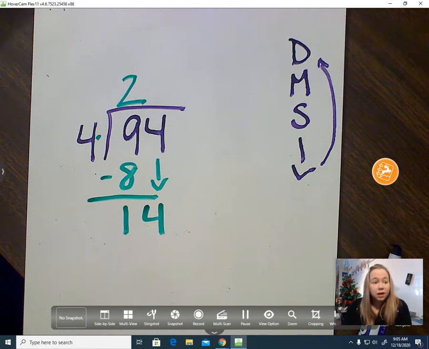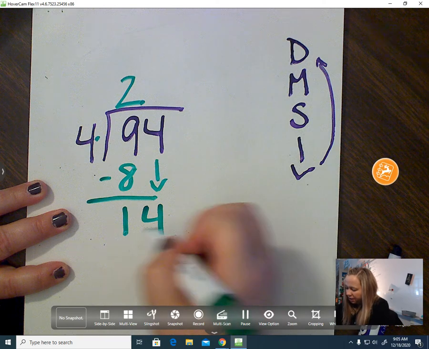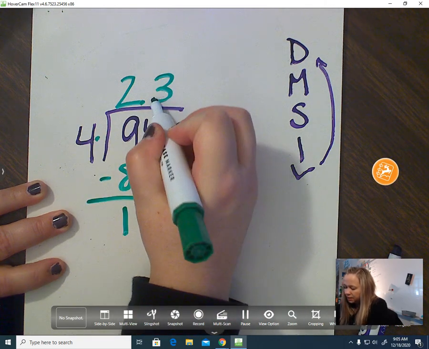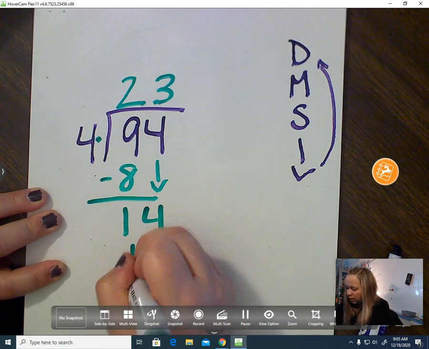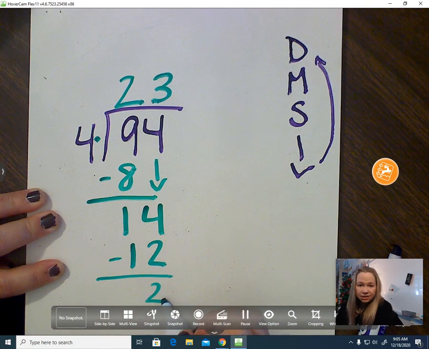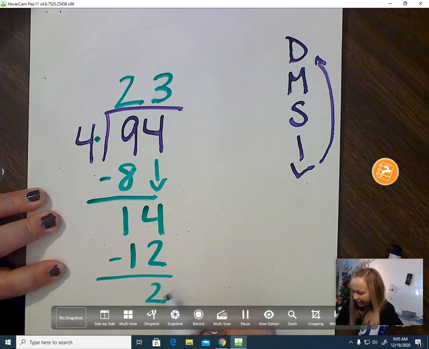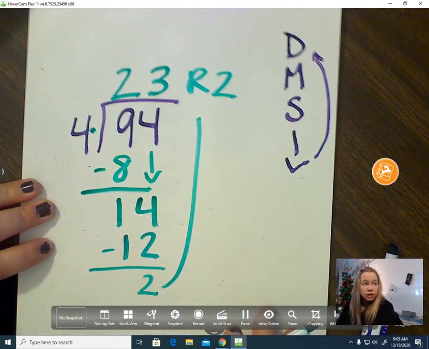So 14 divided by 4. 4 times 1 is 4. 4 times 2 is 8. 4 times 3 is 12. 4 times 4 is 16. Price is Right rules. We went over. So we have to go with 4 times 3, which is the closest to 14 without going over. So I'm dividing, swinging it back up to the top. I'm going to write my 3 here. Now I'm going to multiply, swinging it back down. 3 times 4 is 12. My next step is to subtract. I get 2. There's nothing else to bring down, so I bring the 2 up as my remainder. So 94 divided by 4 is 23, remainder 2.